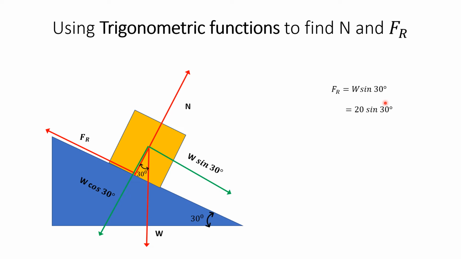And then we know that the value of W is equal to 20 newtons. So 20 times sine 30 degrees, and the answer will be 10 newtons. And for the vertical part, N equals W cos 30 degrees. Then 20 cos 30 degrees, since we know that the weight is 20 newtons, and the answer will be 17.3 newtons.